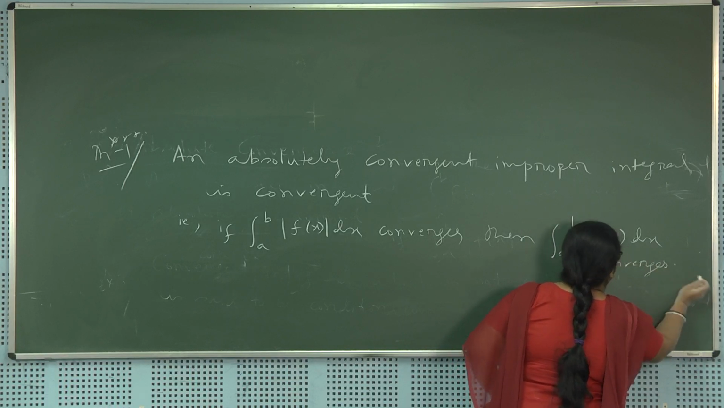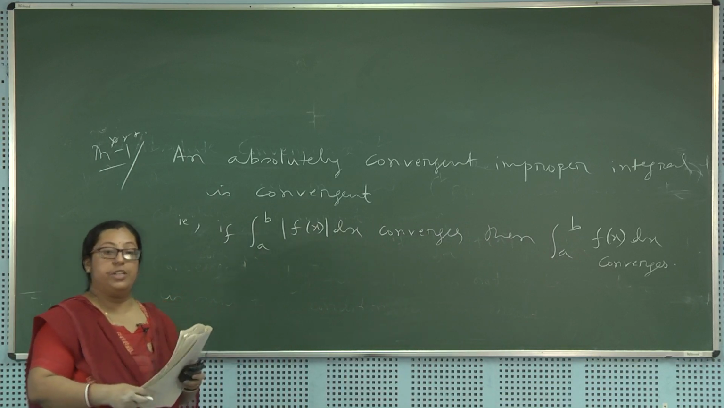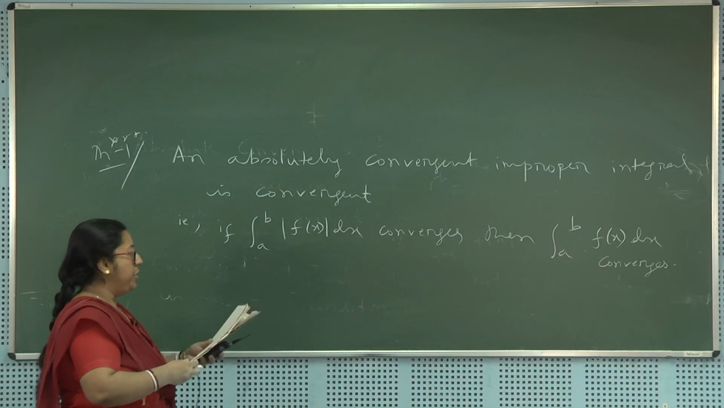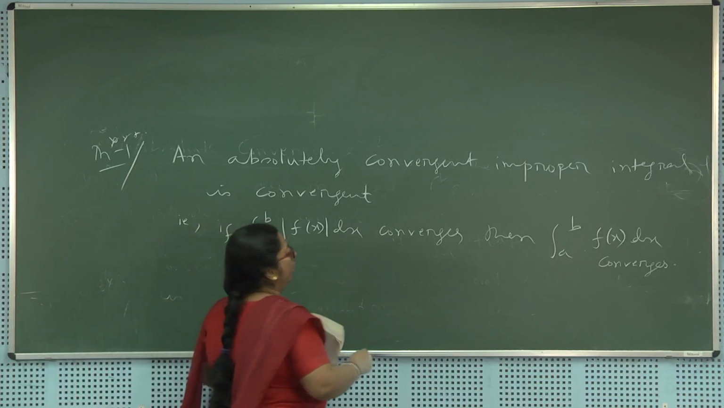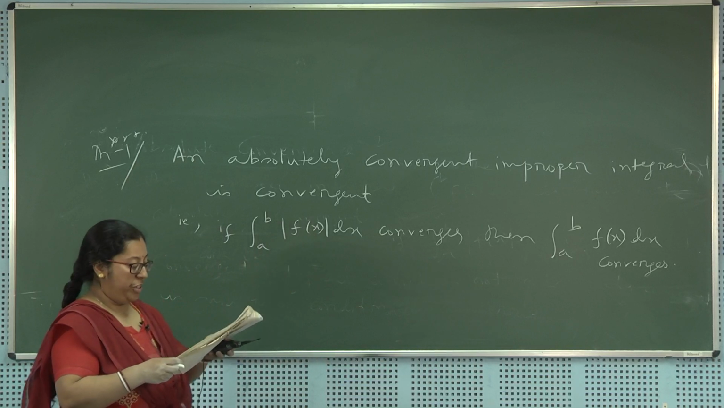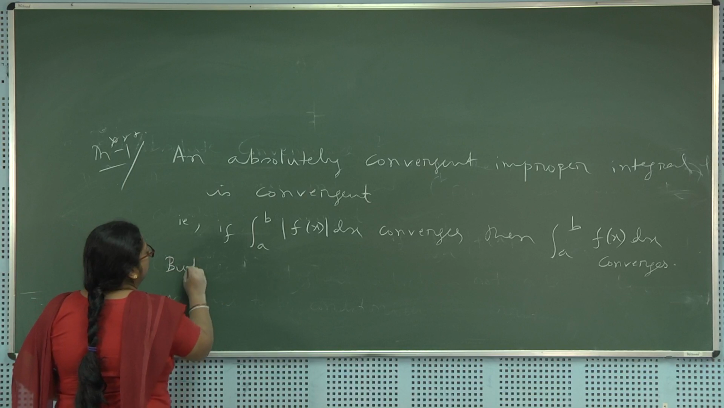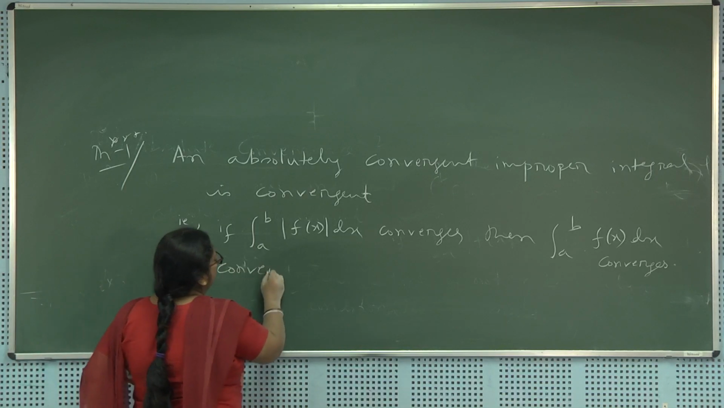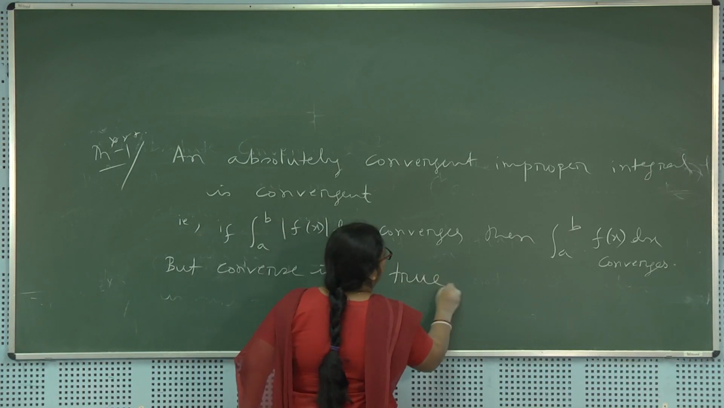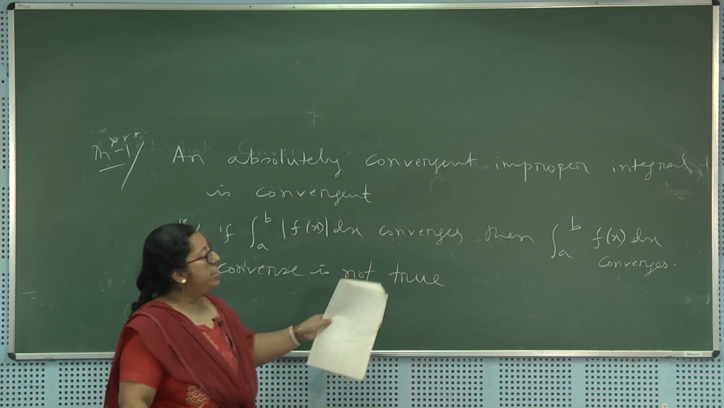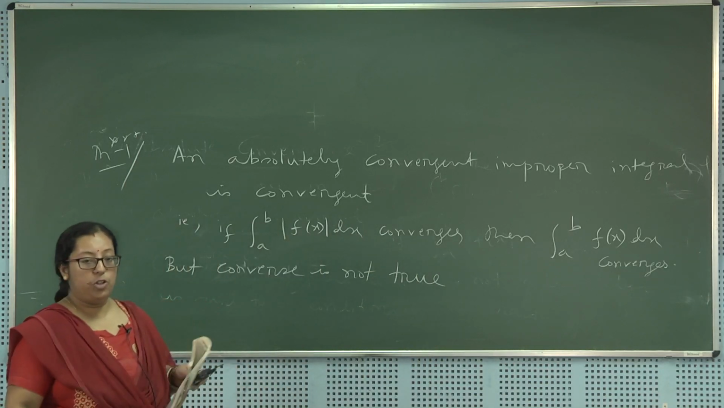Because you know improper integrals come up or creep up in many problems throughout science and engineering. So, it is very important to have a good idea of this. That is, if integral a to b mod f(x) dx converges, then integral a to b f(x) dx converges. But the converse is not true. That means it is not true that if integral a to b f(x) dx converges, then its modulus also converges. It is not true in general.